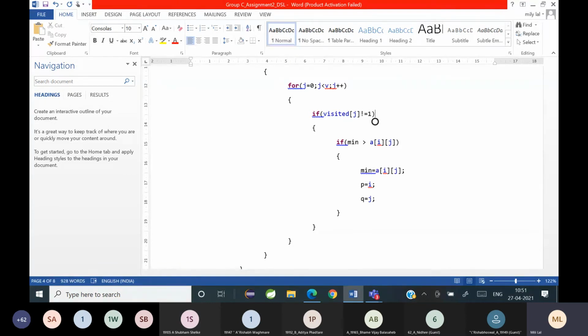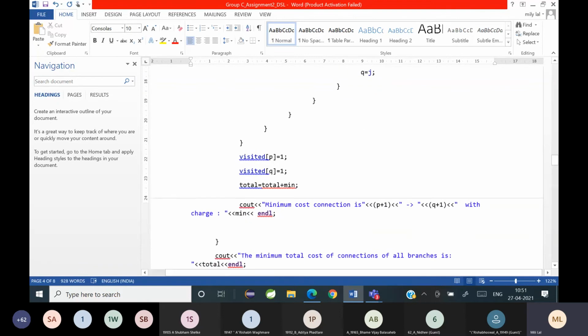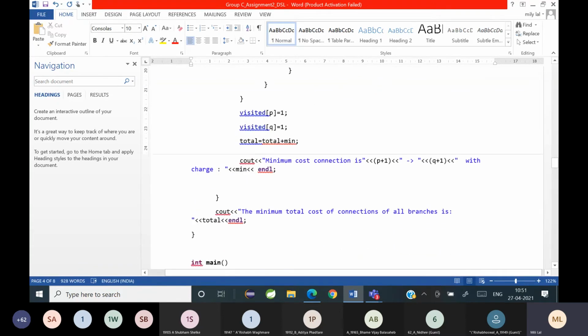And at the end, when you select a particular vertex, what is happening? You are going to set that vertex as visited 1. So you're setting vertex P as 1 and Q as 1. And whatever minimum value you have got at that point of time is added to the total cost so that you can get the total minimum cost at the end. So that's how Prim's algorithm works.